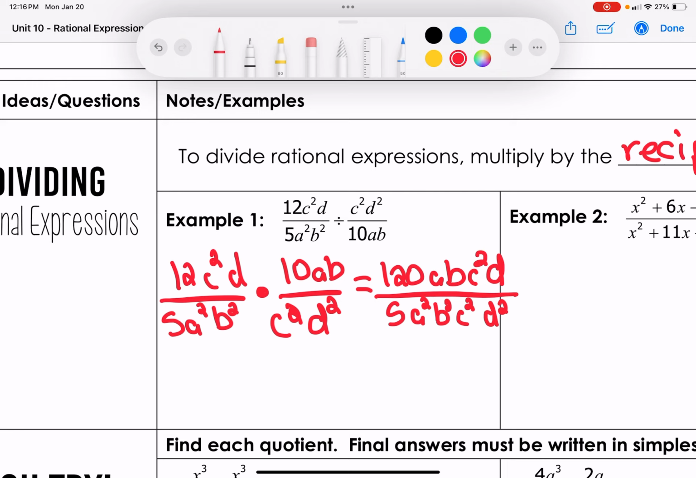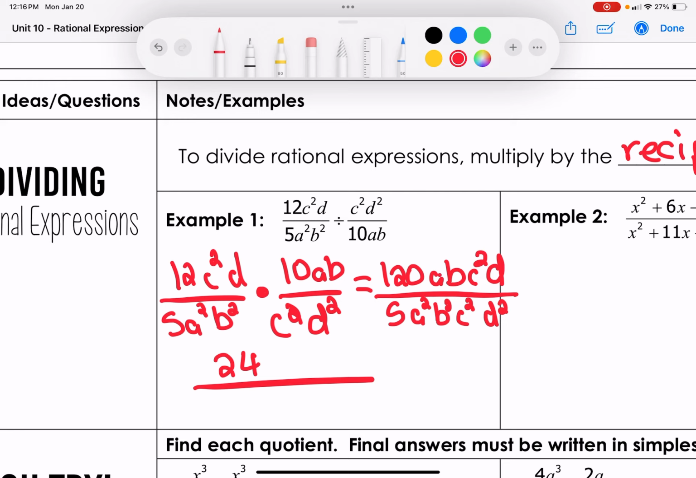Now I could simplify. 120 divided by 5, what's it going to give me? I got my calculator here. 120 divided by 5 is 24. And now we're going to simplify our variables.